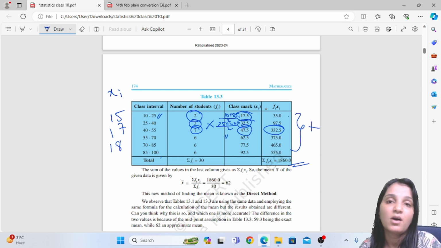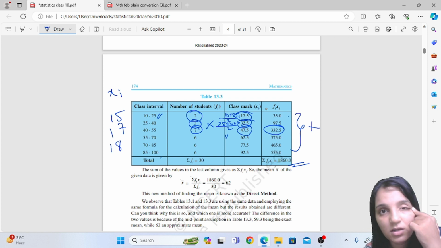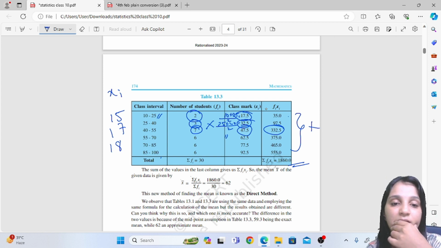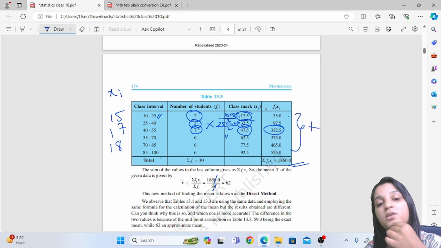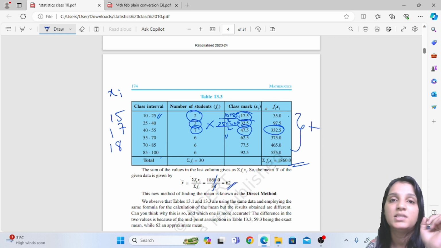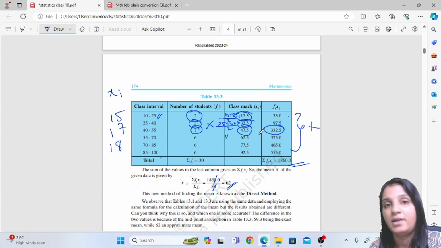1860. Now I already told you what is the formula for direct method, and that is summation fi xi upon summation fi. Summation fi xi we got 1860 upon summation fi is 30. So this 0 cancels, 3. When we divide this, we will get 62. So this is your mean, this is how you have to calculate mean by direct method.